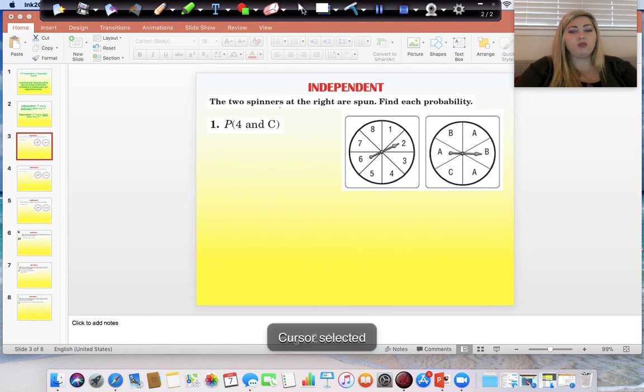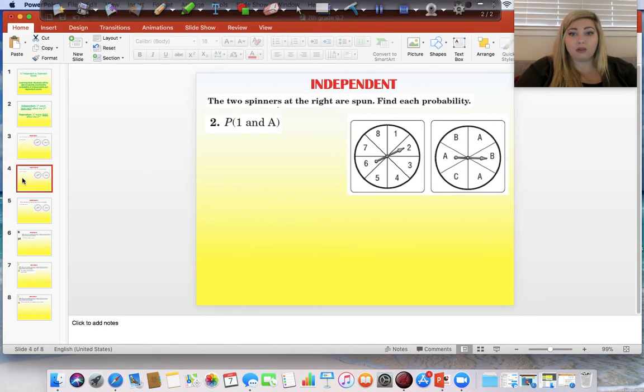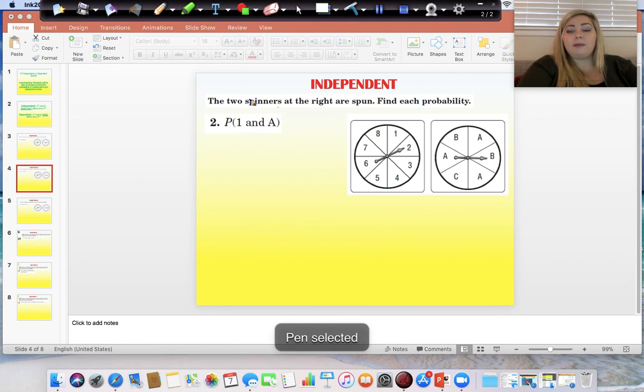You do want to reduce your fractions if possible as well. 1 over 48 cannot be reduced. But if there is a fraction that can be reduced, you want to reduce it. So again, as another independent event, this spinner is different from this spinner. And so when you spin this one, it's not going to affect this one. We want the probability of landing on a 1 and an A.